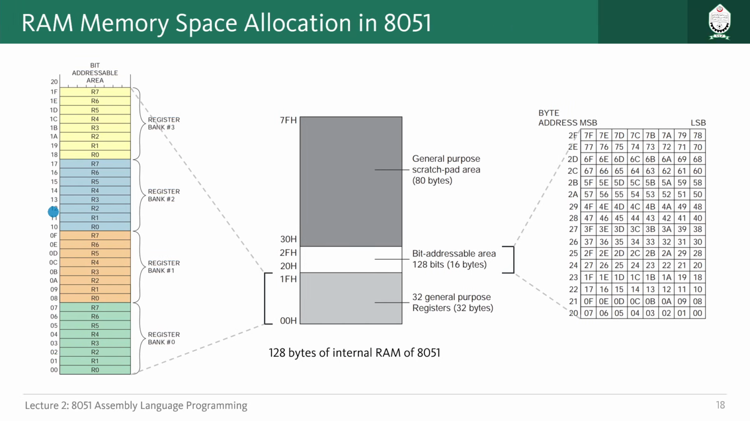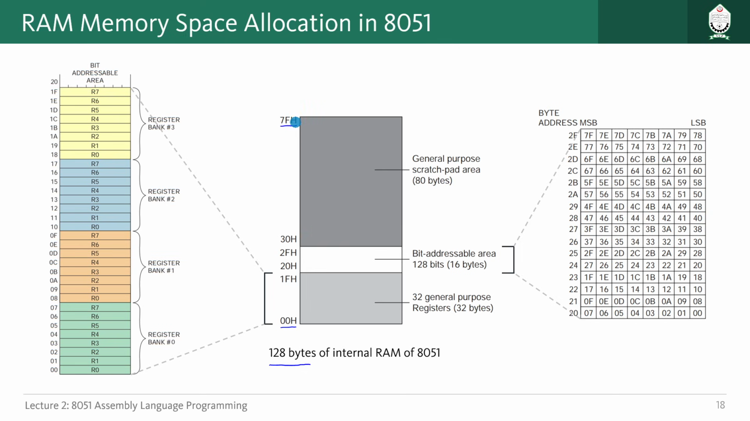Now, overall, for the RAM, how different portions are laid out inside RAM, we can discuss that now, and also we can talk about the register banks now. So we know that for our original version of 8051 we have 128 bytes of RAM, right? So the starting address is 00H and the last address is 7FH, right?